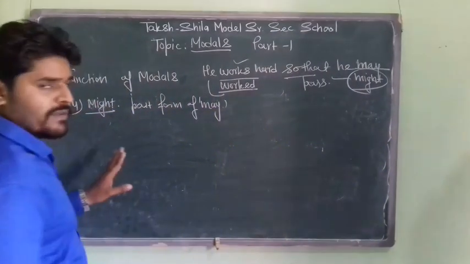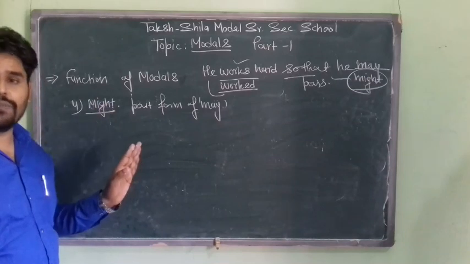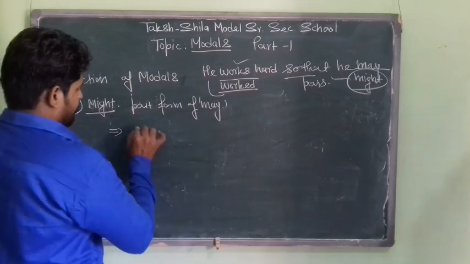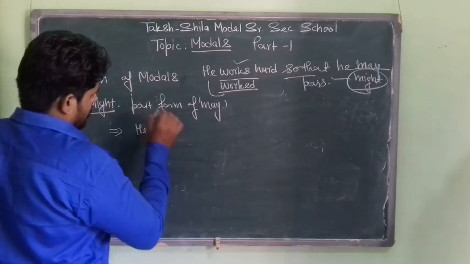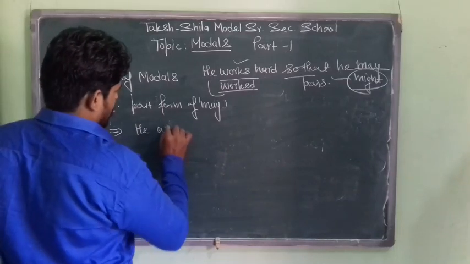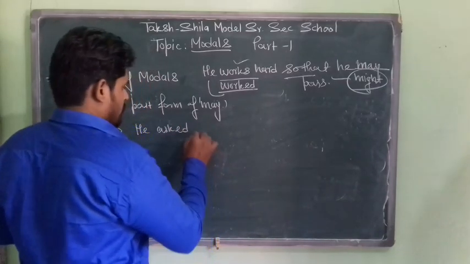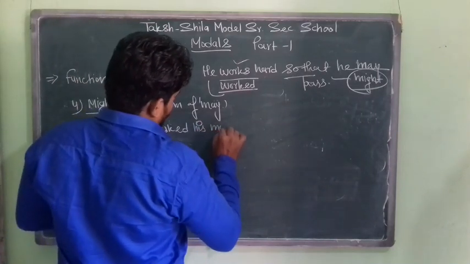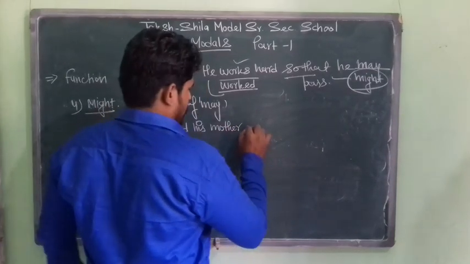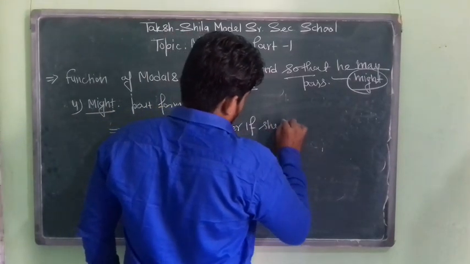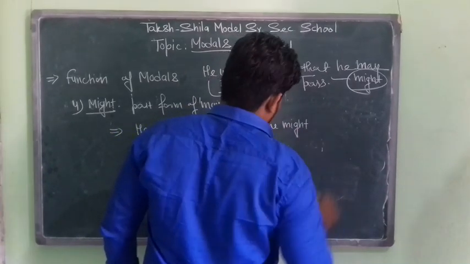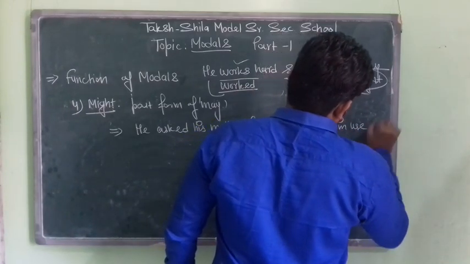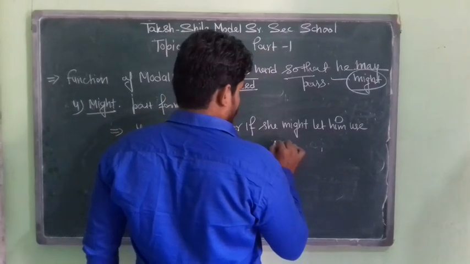So students, for formal permission, especially when the main verb is in past tense, we always use what? Might. Let me just give you an example for that. He asked his mother if she might let him use her phone.